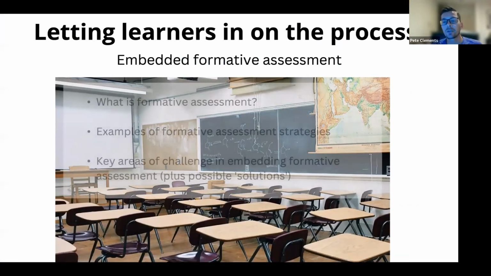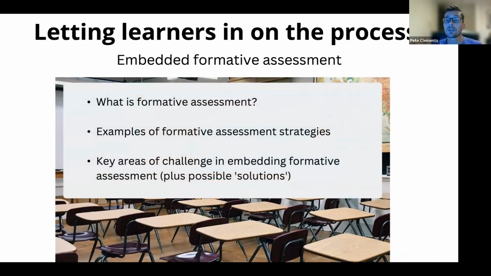Okay, so there's going to be three quick parts to this talk. The first one, we're going to describe what formative assessment is. Next, we'll give some examples of formative assessment strategies that will be used in the classroom or within our planning. And then we're going to talk about some key areas of challenge in embedding formative assessment practices and possibly some solutions. We're going to relate these challenges specifically to the context that we've been working in, which is embedding formative assessment practices in classrooms within the Southeast Asia region.